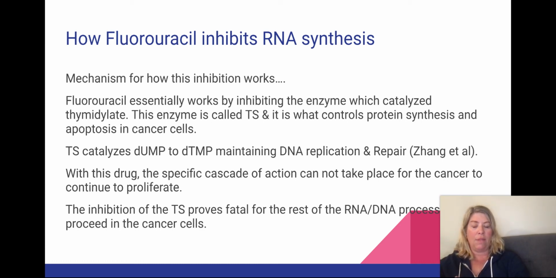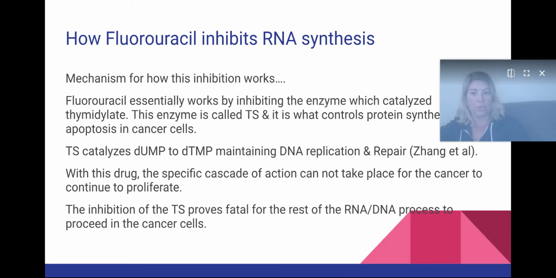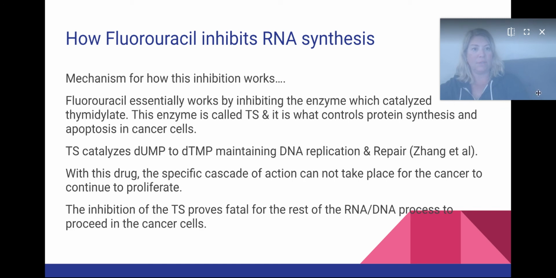dTMP, and these intermediates help to maintain DNA replication and repair. So with this drug, the specific cascade of action cannot take place, and so the cancer cells are not able to proliferate. And the inhibition of the enzyme TS proves fatal to the rest of the RNA or DNA process to proceed in the cancer cells.